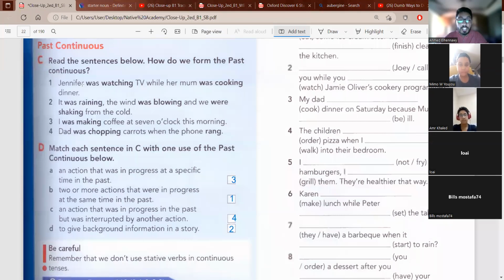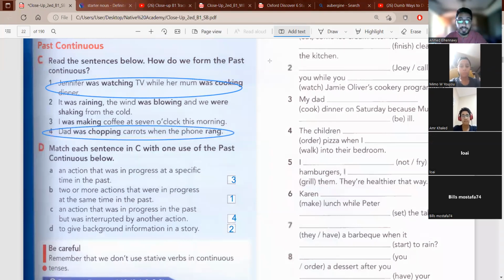Yes. Okay. In the first sentence, guys, we use while, and in sentence number 4, the fourth sentence, we use when. Which one of them, guys, describes two actions, but one of them interrupted the other?